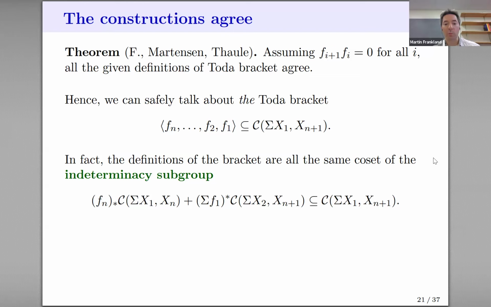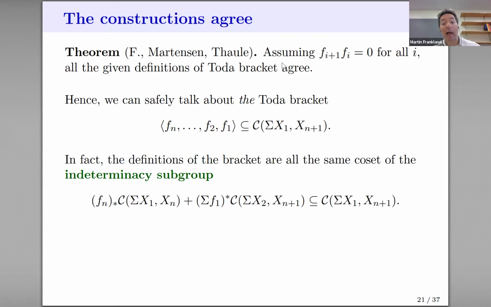And again, we can be more explicit. They're all cosets of the indeterminacy subgroup. And the indeterminacy subgroup is similarly defined. You get to pick an arbitrary map in here and post-compose with the last map Fn, or pick any map in here and pre-compose with the suspension of F1. Those are choices involved in the construction, and changing the choices will change the element by an element of the indeterminacy. So you get a coset.